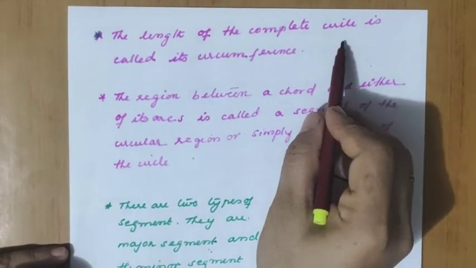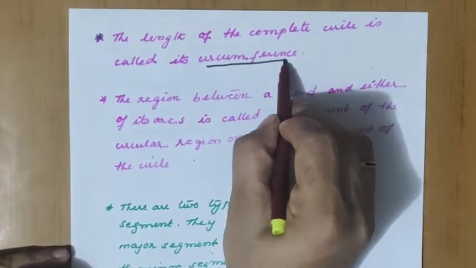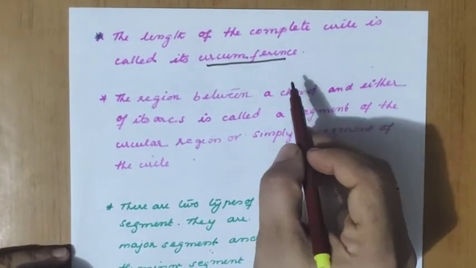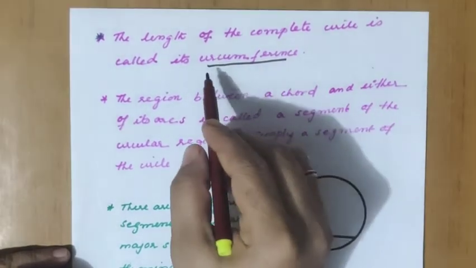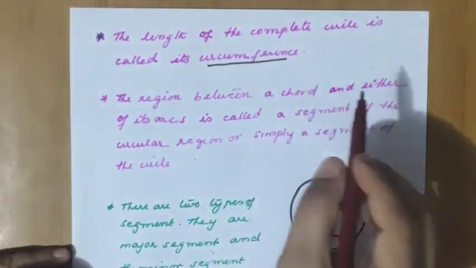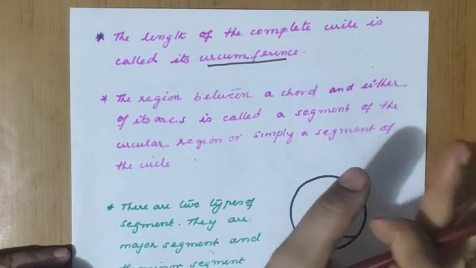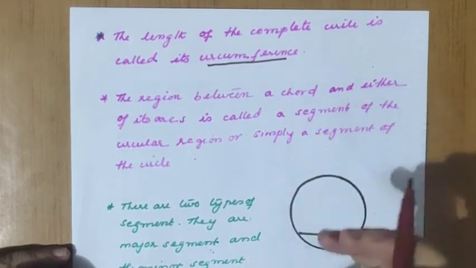The length of the complete circle is called the circumference. We have already studied this word in the lower classes. The outside boundary length, that is, the length of the complete circle, is called the circumference. I'm not explaining more on this one, as you already know this concept.